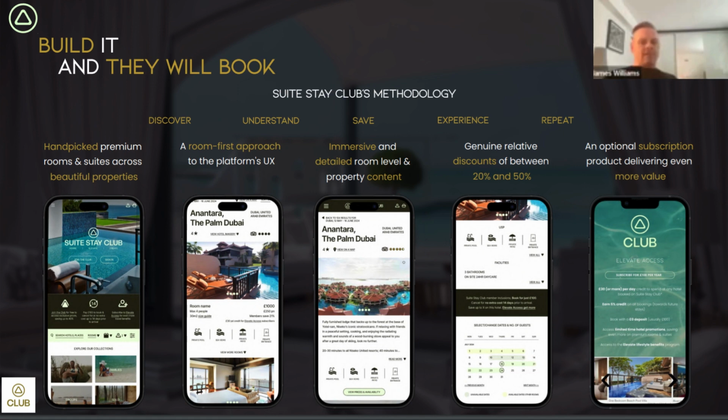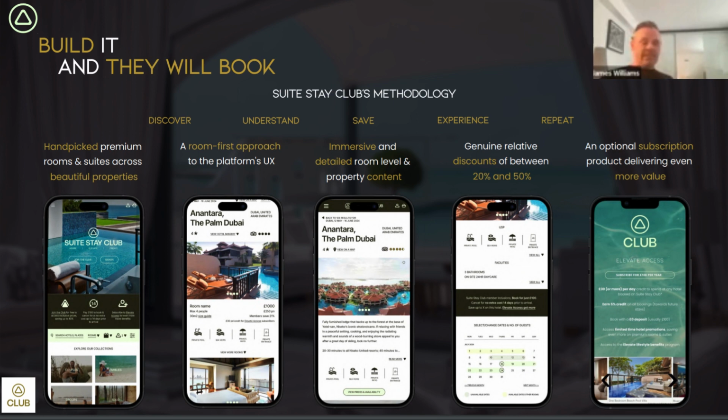There'll be a room first approach to the UX. After all, that's the reason that people are coming to us, Sweet Stay Club. So it makes it the right thing to do for us to put the room at front and center of that user journey. We are taking a content-rich approach towards the way that we showcase our product.